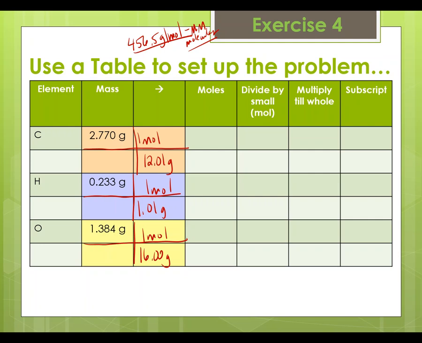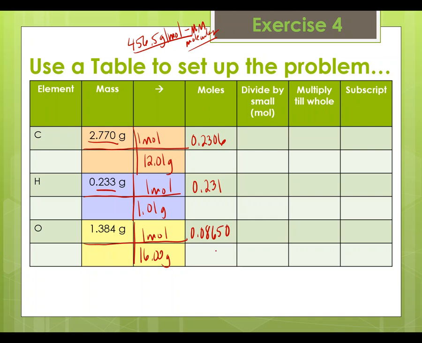2.77 divided by 12.01. This one I'm going to go out 4 digits because this is 4, so 0.2306. 2.33 divided by 1.01 for hydrogen. This is 0.231. 3 digits because this one only goes out 3 digits. And then 1.384 divided by 16. I'm going to carry this one out 4. So this is 0.08650. 4 digits. I added the O on the end.